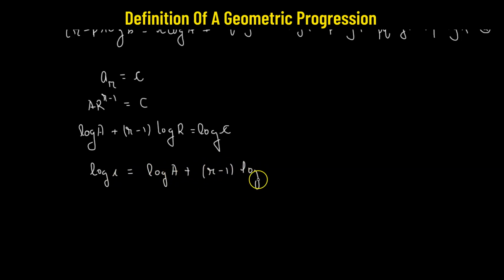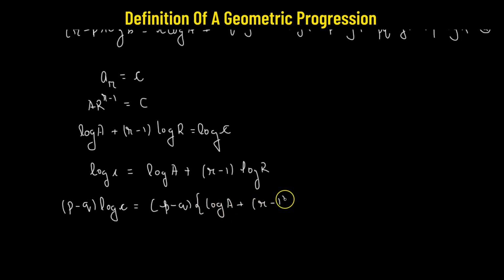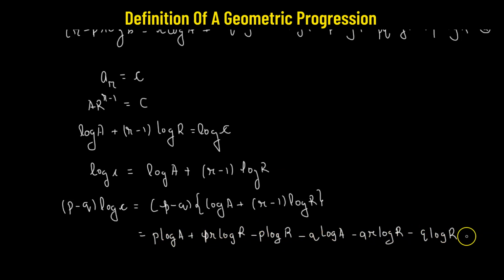So we can also rewrite it as log of c equals log of a plus r minus 1 times log of r. Now the coefficient of log of c, that's p minus q, so we're going to multiply both sides with p minus q. So p minus q multiplied to log of c will be equal to p minus q whole multiplied to log of a plus r minus 1 times log of r. So that means we now have, so we'll label this as equation number 3.